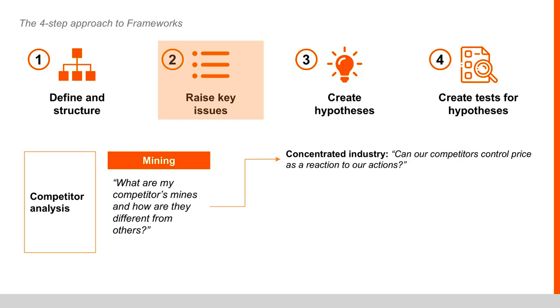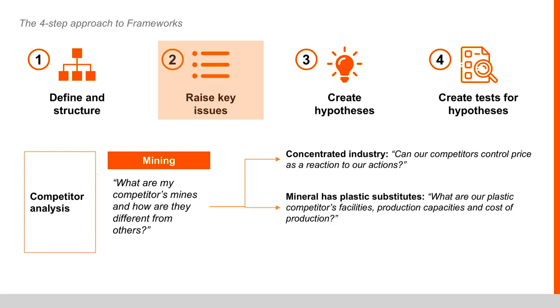Another example, say that the mineral you're dealing with has plastic substitutes. So aluminum is a good example here. Many of its applications are on food packaging, for example, and that can be switched to plastics by the industrial companies that buy it. Now, in that case, you might want to add a question regarding your substitute competitors' production facilities, including their capacities and the cost of production.